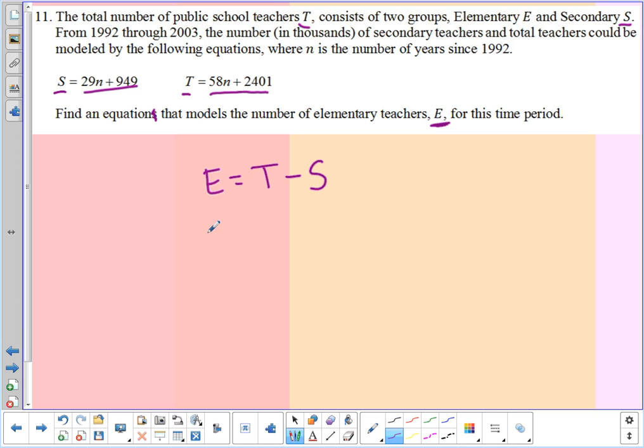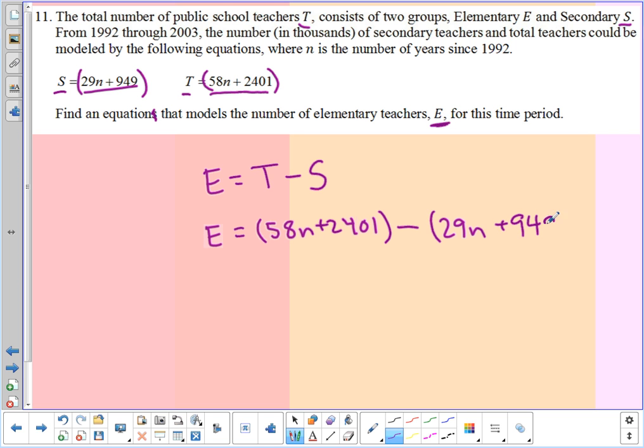So what that means is I have elementary school teachers is equal to my total, plug that in, make sure you put it in parentheses, 58n plus 2,401, and then subtract the secondary, and again, make sure you put it in parentheses. If you didn't put that in parentheses, you might forget to distribute that negative that's between them. So what I need to do here is exactly that. Distribute the negative that's between them. That makes that a negative 29n and a negative 949. And that's the piece that gets forgotten about. Most people remember to subtract the first one. They forget to subtract everything else that's behind it.